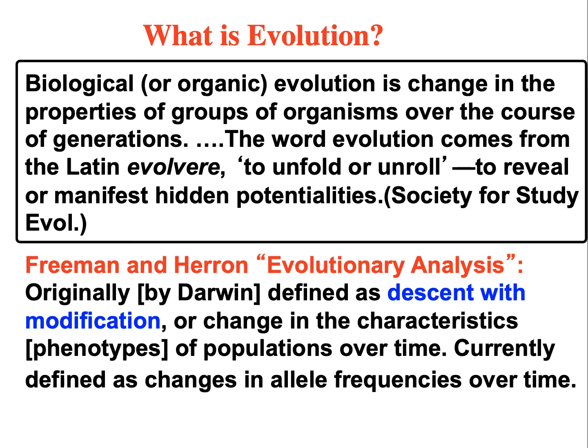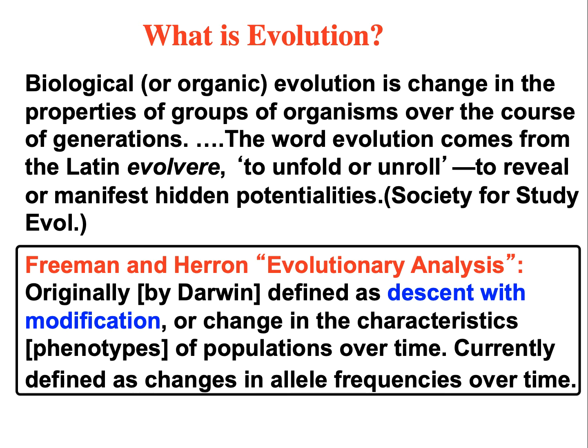Biological evolution, or organic evolution, really is the change in the properties of groups of organisms over the course of generations. The word evolution comes from a Latin word, evolvere, to unfold or unroll. So this is to reveal the manifest hidden potentialities. Freeman and Heron, in their textbook, also define it, as originally defined by Darwin, as descent with modification. So these are phenotypes that change over time and are inherited. So there are descendants of those characters over time.